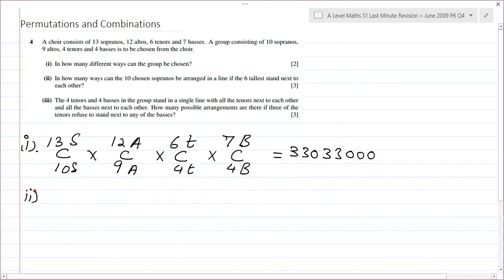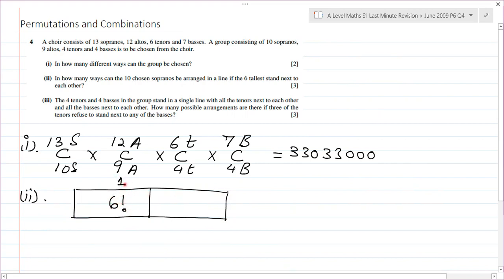Now part 2. In how many different ways can the 10 chosen S be arranged in a line? They have already chosen the 10 people. The 10 S can be arranged in a line if the 6 tallest stand next to each other. So out of the 10, the 6 tallest stand next to each other. Let's say these are the 6 standing next to each other. So this is going to be 6 factorial for these 6, and together they make one block.